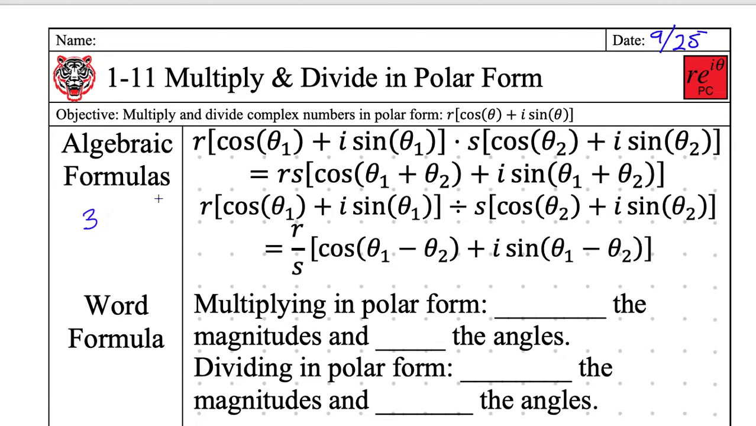It's even easier than that because it's in polar form. Polar form is really good for multiplying and dividing. Rectangular form is really good for adding and subtracting. So here are the formulas. They look gross, but there it is.